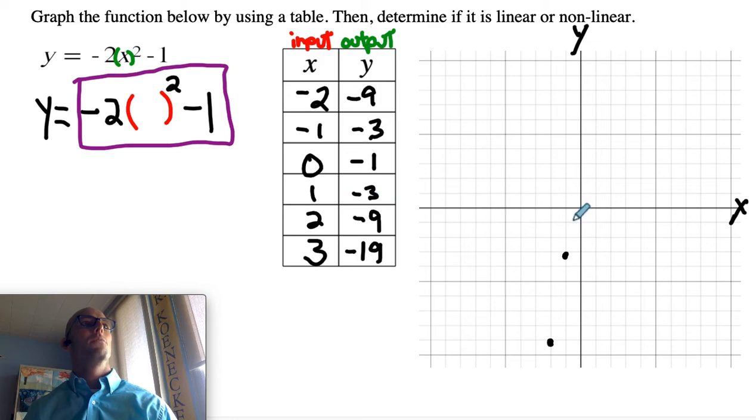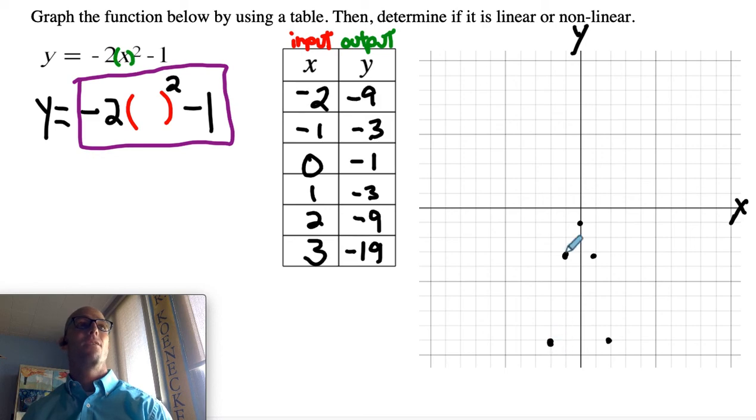0, negative 1. So 0 for my x means I'm not going to go right or left, but I do need to go to a y value of negative 1. 1, negative 3, so positive 1, negative 3. 2, negative 9, positive 2, and down to 9. And then this one's not going to fit on the graph. 3, negative 19, well, it'd be 3, and then negative 19 is like way down there. So that's okay, right? I'm going to leave that one off. It doesn't fit. And I'm going to try to draw my graph here or sketch it out.